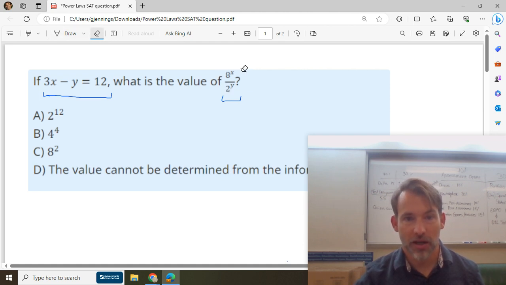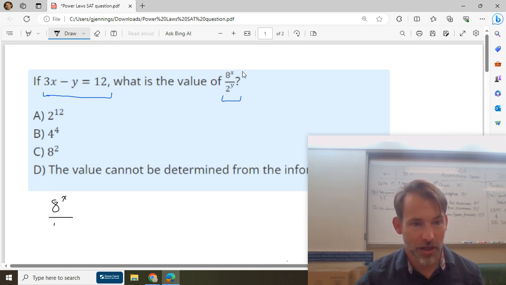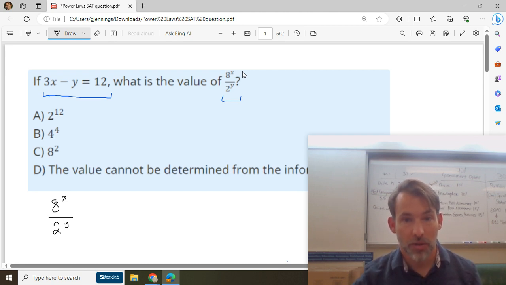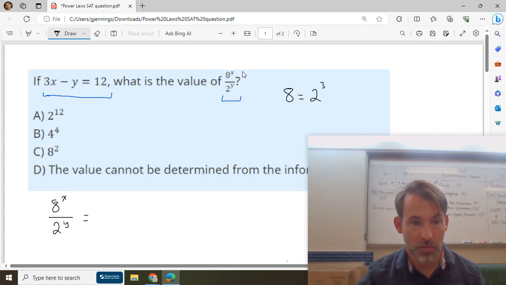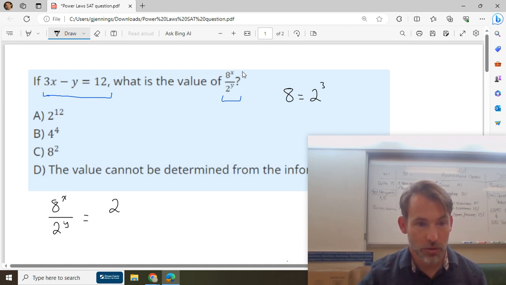8 to the x divided by 2 to the y. So let's rewrite that down here. 8 to the x divided by 2 to the y. Right now the bases are different, so I'm not able to apply any of my power laws. But I can recognize that 8 is equal to 2 to the power 3. That will get us a common base. So now I can say that this is equal to 2 to the 3 raised to the power x. Divide that by 2 to the y.